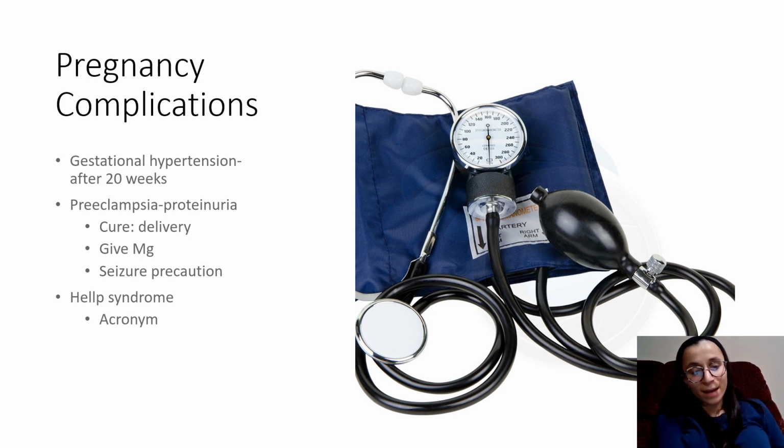HELP syndrome is a complication of this, and the acronym basically tells you what it is. It's hemolysis, elevated liver enzymes, and low platelet count. That is what it could lead to if it doesn't get treated. It's a really severe form of preeclampsia, and it's really dangerous.